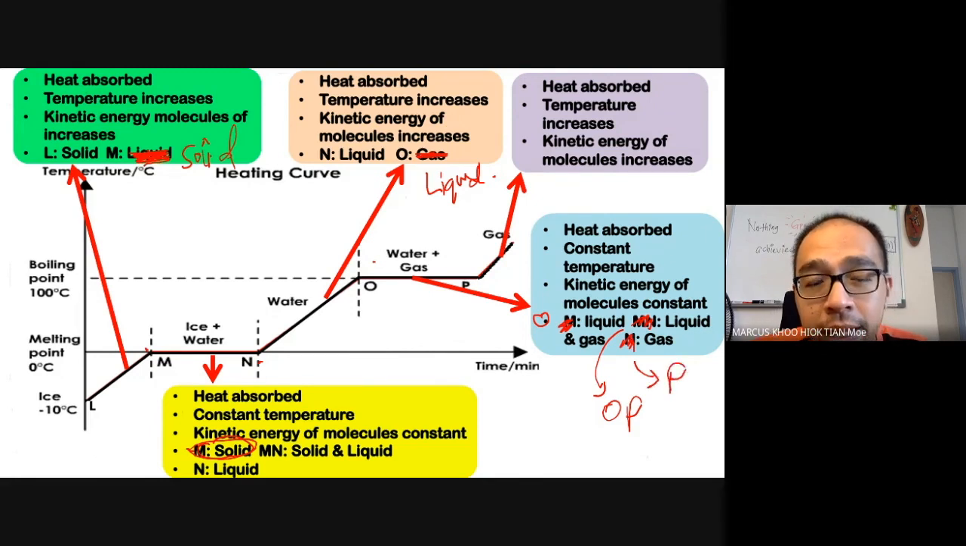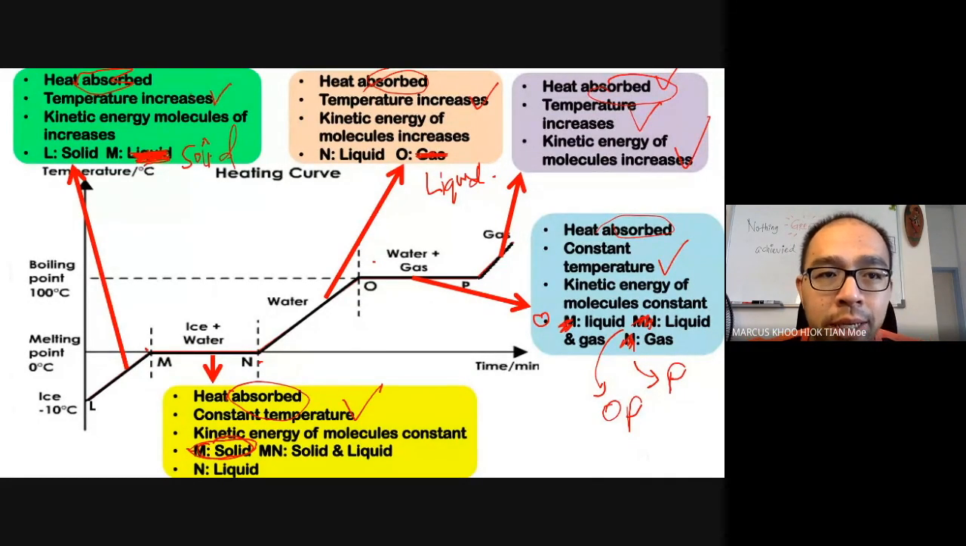And then further than that, when you continue to provide heat, heat is still absorbed, temperature increases, and the kinetic energy of molecules will still increase. Okay, so notice the pattern, everybody. In the heating curve, heat is always absorbed. But although heat is always absorbed, sometimes the temperature increases, sometimes the temperature becomes constant. Whenever the temperature increases, the kinetic energy of molecules increases. Whenever the temperature is constant, the kinetic energy of the molecules is also constant.